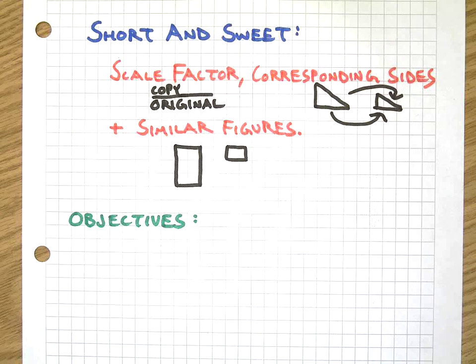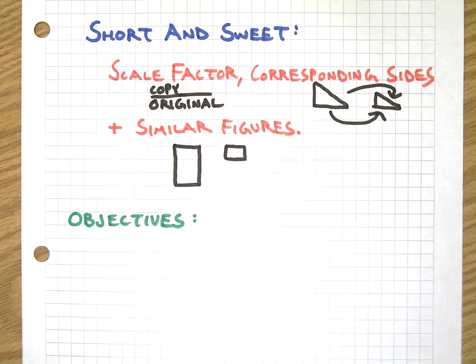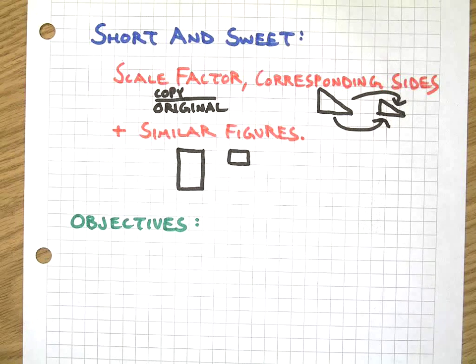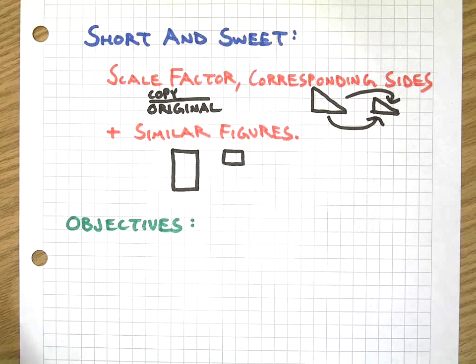Short and sweet. Today we're going to talk about scale factor, corresponding sides, and similar figures. The stuff you're learning is in black. What it's called is in red. Done. There we go. 3 visual examples. Wasn't that nice? Now, if you need a little more detail than that, please continue watching.